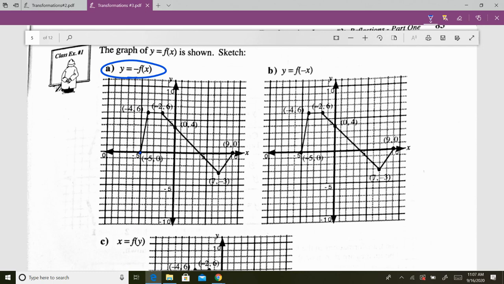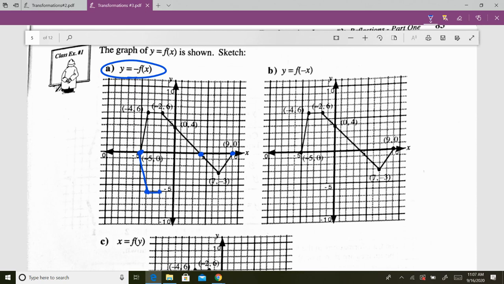X-intercepts. So this point right here, this point, and this point, because y is 0, you can see they've labeled the points. You can go 0 times -1, that doesn't change anything. So those points stay the same. The rest of it, you only change the y values. So if this y value is at +6, where does it go to? -6, so just move down to there.